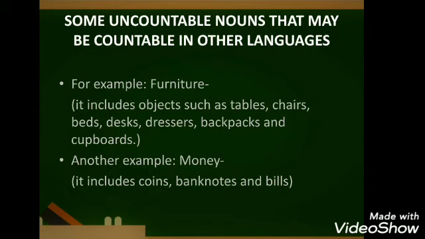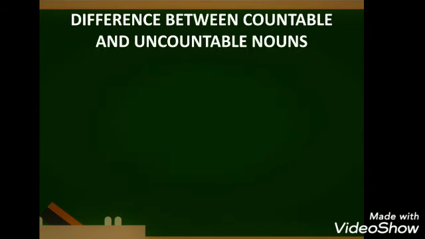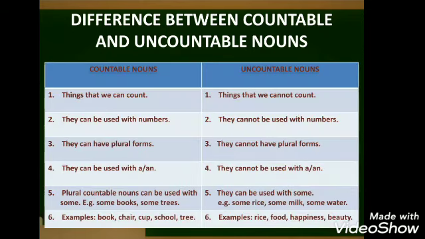Now let's revise what we have learned today with the help of the differences between countable and uncountable nouns. Countable nouns are things that we can count, and uncountable nouns are things that we cannot count. Countable nouns can be used with numbers. Uncountable nouns cannot be used with numbers. Countable nouns can have plural forms. Uncountable nouns cannot have plural forms. Countable nouns can be used with a or an. Uncountable nouns cannot be used with a or an.